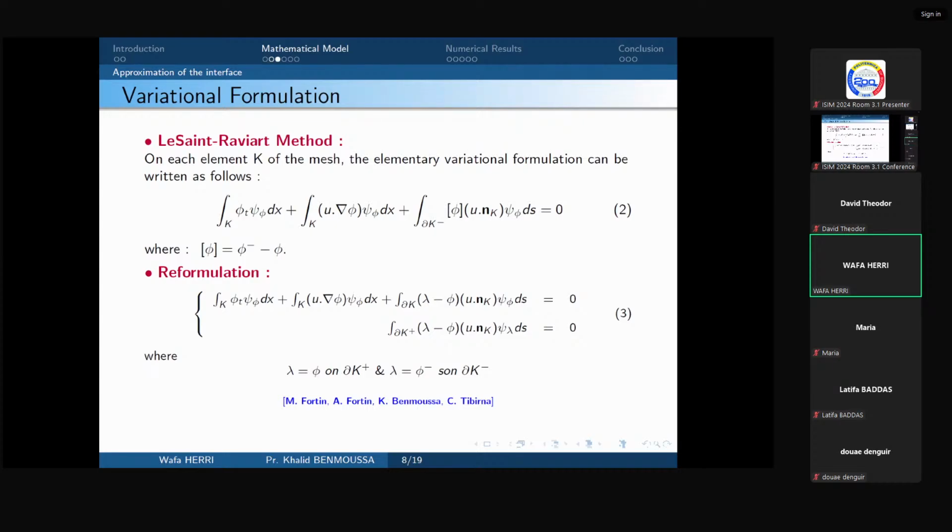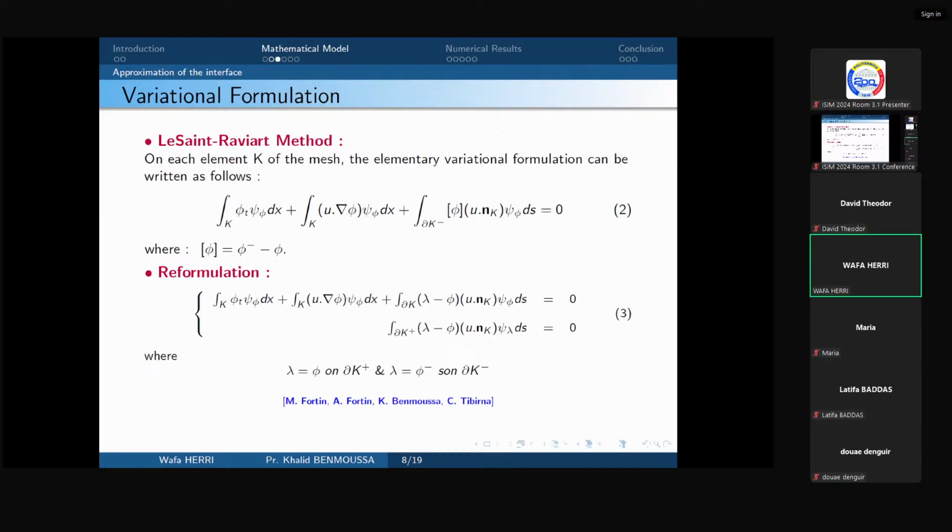Here n_k is the unit outward normal vector on the boundary, and phi is the jump. This problem was reformulated by adding a variable lambda, defined just on mesh faces, or edges in two dimensions. Then the new formulation has the following form here, and it's equivalent to the discontinuous Galerkin method for advection problems, and it's easy to implement in finite element codes.